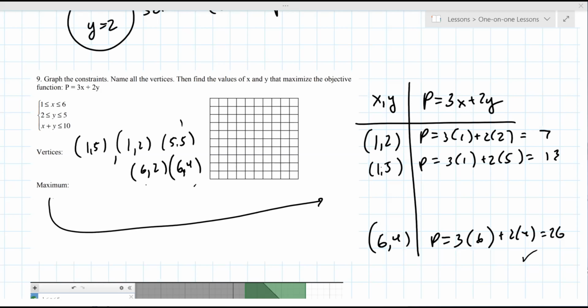Can we do number 11? Yeah. Let's get number 11 snipped in here.